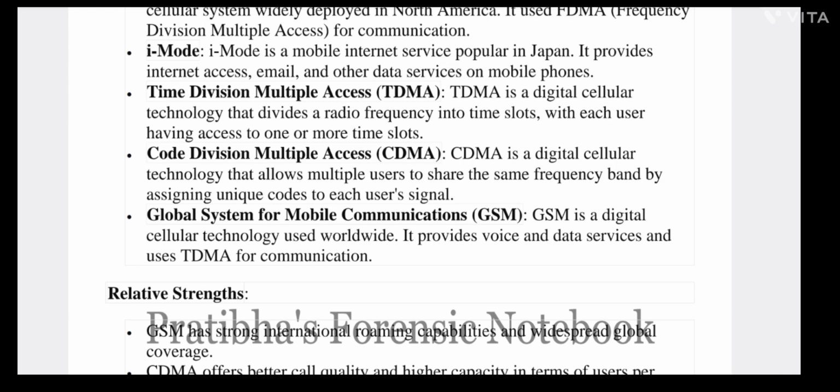Basically it is a digital cellular technology, and it provides voice and data services, and also uses TDMA for communication. So GSM is the latest one.